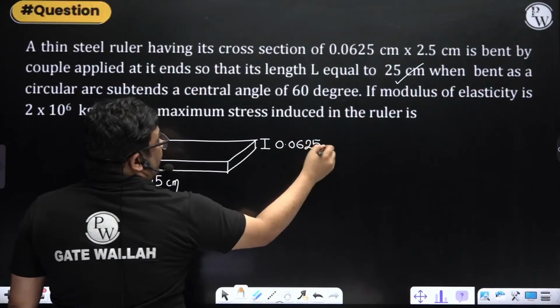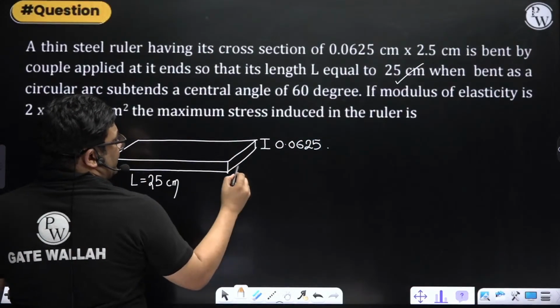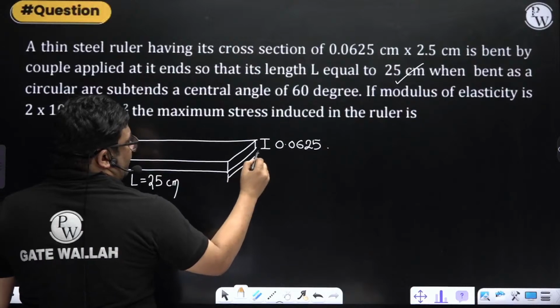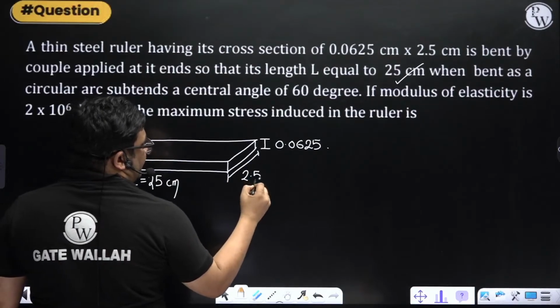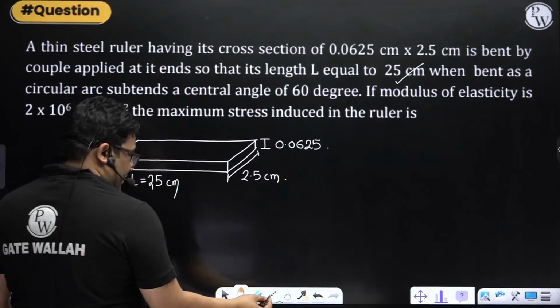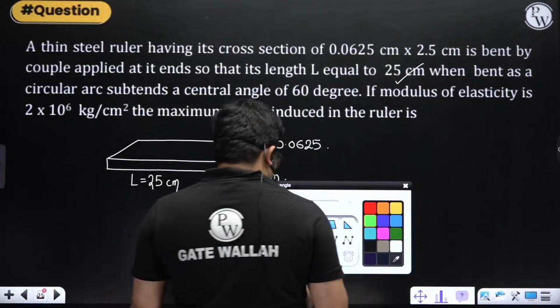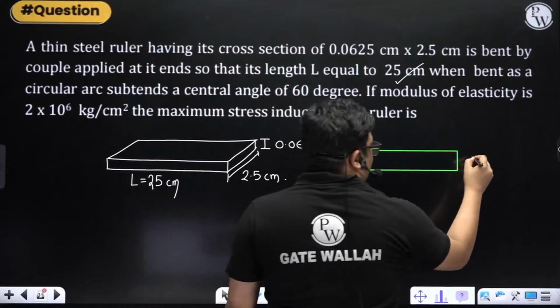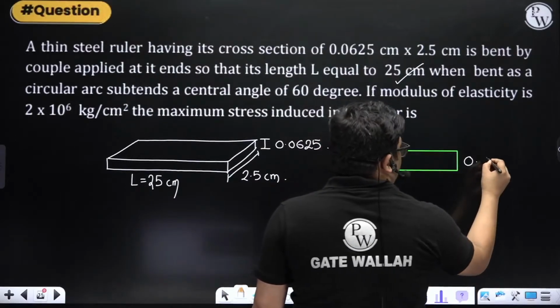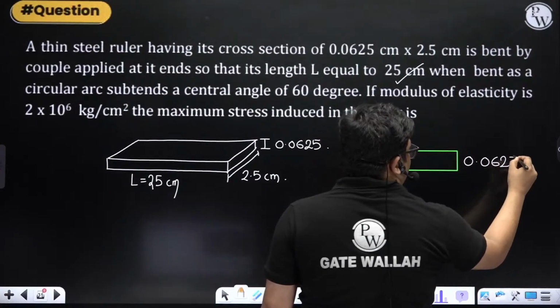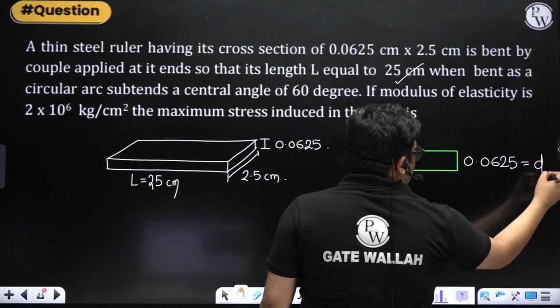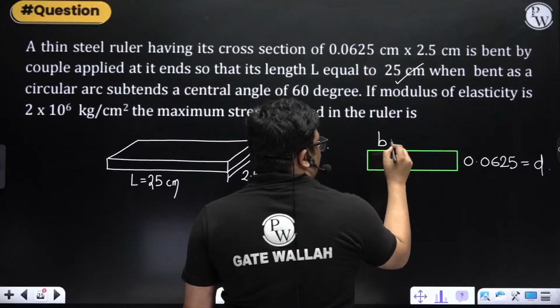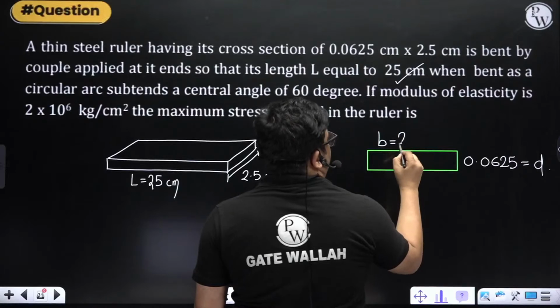0.0625, and normally this is the width, right? You see, this is the width, 2.5 centimeter. So if you see the cross section of the ruler, it is like this. The 0.0625 is actually the depth, and the width is your 2.5 centimeter.